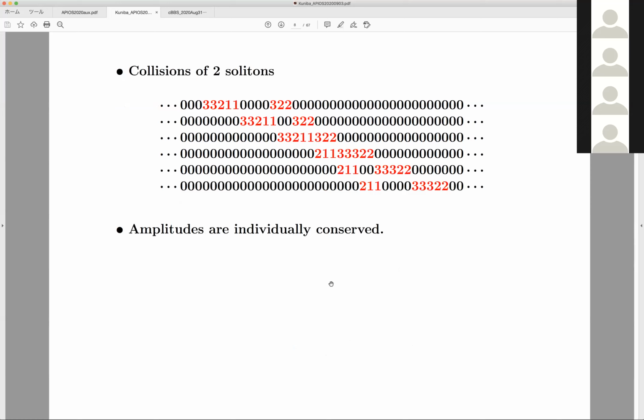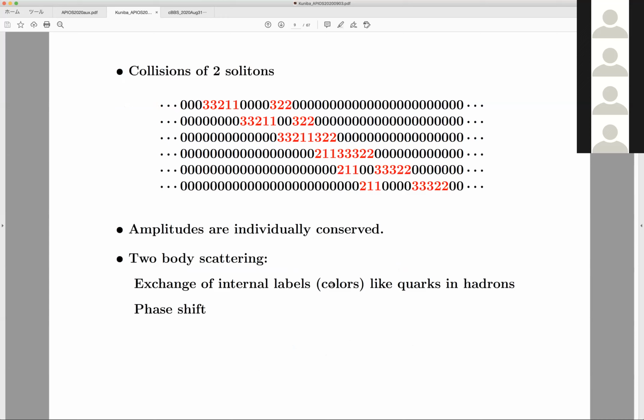This is non-trivial. The two-body scattering involves an exchange of internal labels or colors, like quarks in hadrons. See, there are solitons, but the internal labels have been changed, like u, d, s quarks, and so on. And there's also a phase shift. I mean that if you follow the trajectory of the free asymptotic states, then it gets shifted by the collision. This is very typical in integrable systems.